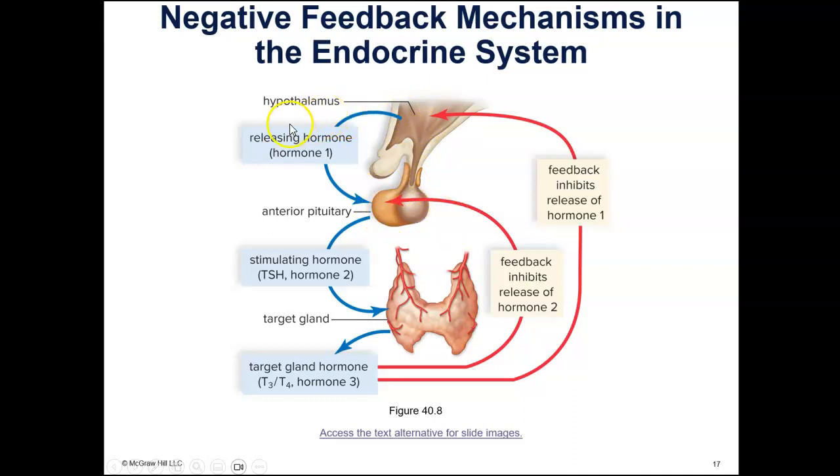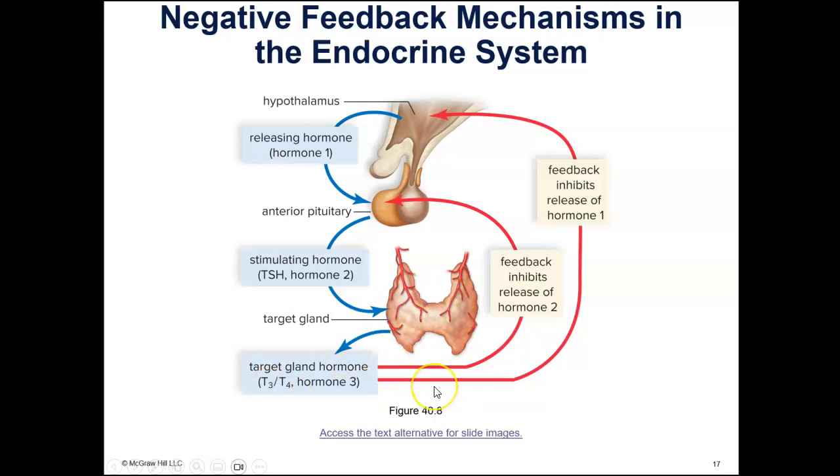Basically, the hypothalamus will produce and release a hormone called a releasing hormone. For example, TRH is thyroid releasing hormone. That will cause the anterior pituitary to release its hormone, which in this case is TSH, thyroid stimulating hormone. And then TSH will attach to receptors on cells of the thyroid, and it will cause the thyroid cells to release thyroid hormone, which are called T3 and T4.